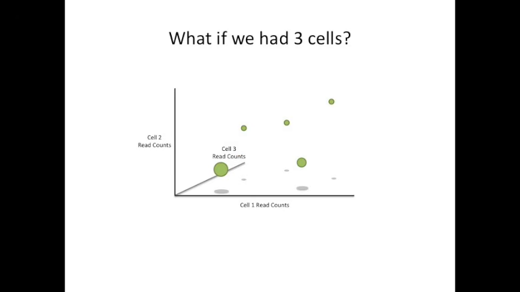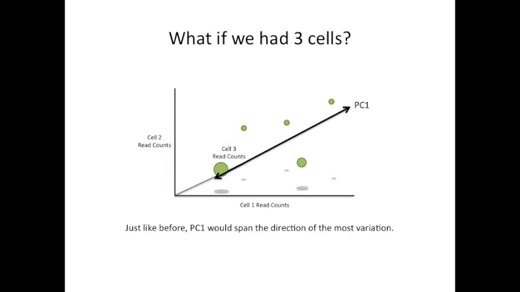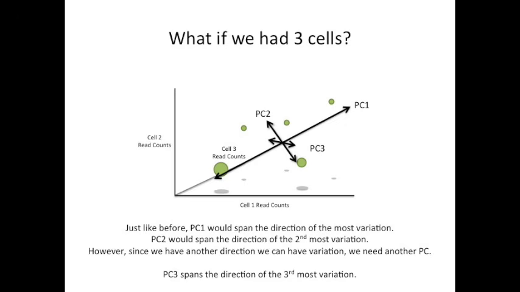What if we had 3 cells? Just like before, principal component 1 would span the direction of the most variation, and principal component 2 would span the direction of the second most variation. However, since we have another direction we can have variation, we need another principal component. That's principal component number 3. It spans the direction of the third most variation.